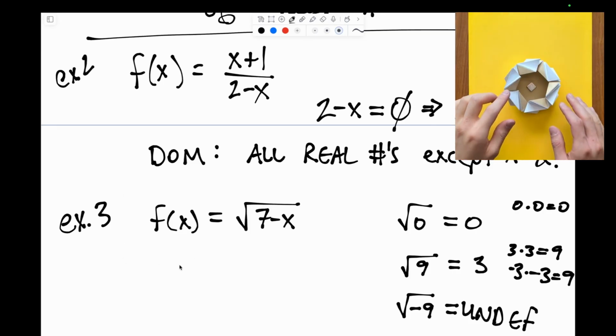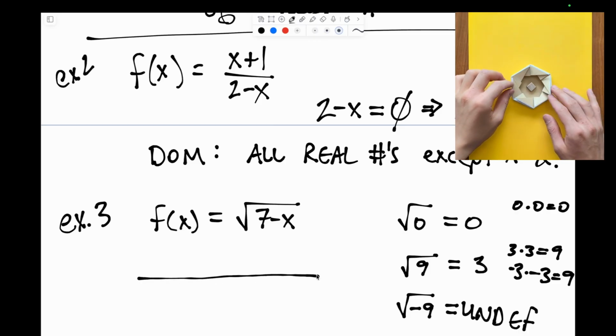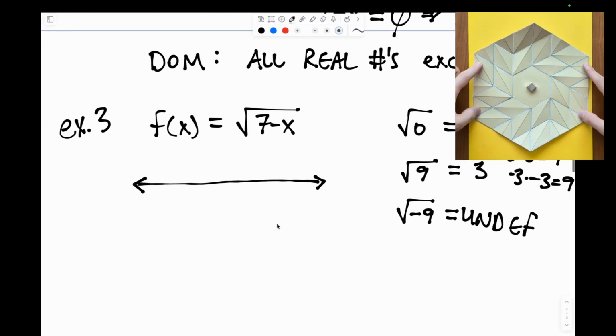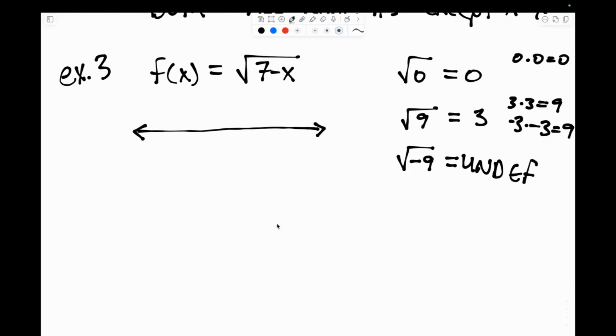Where does that occur? Well, I'm going to think about the number line here, and I'm going to find out when the stuff beneath the square root symbol, we call that the argument, is equal to 0. When is 7 minus x equal to 0? And we see that x is 7, making this equal to 0. So x is 7 is important. Now, what side of 7 can we be? I know I can be 7, so I'm going to circle that in.